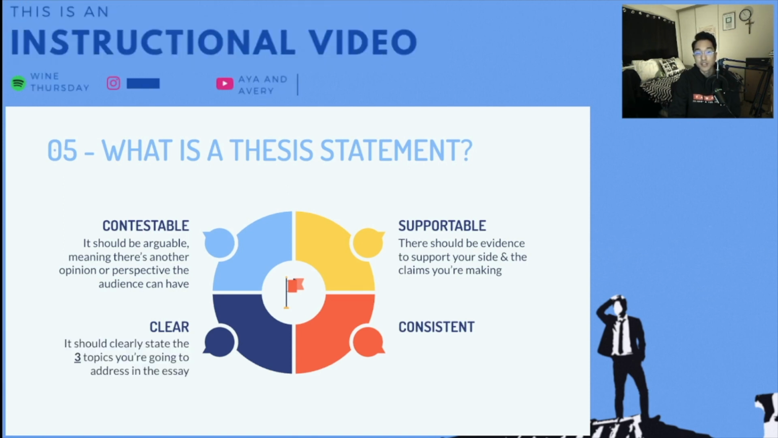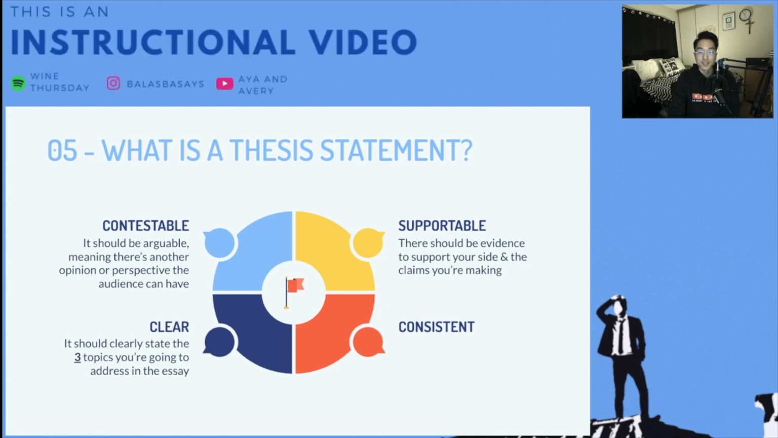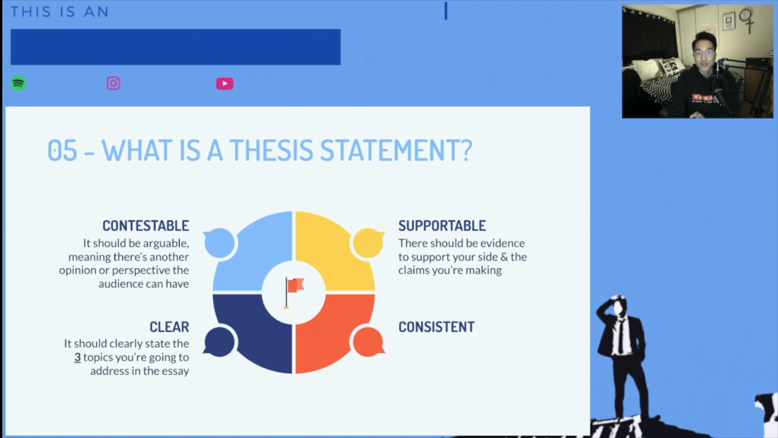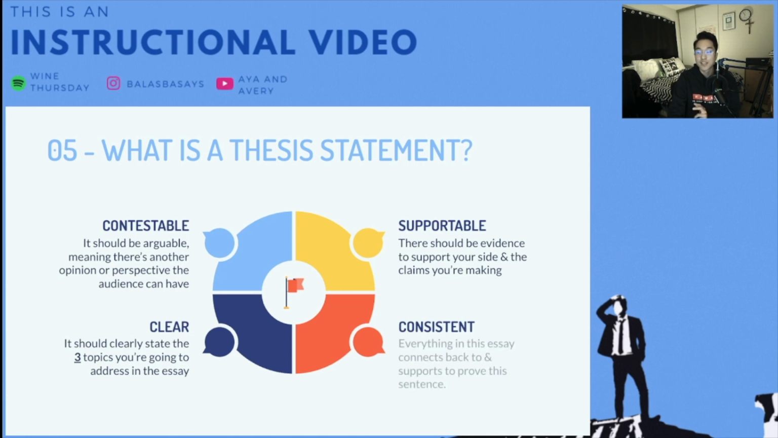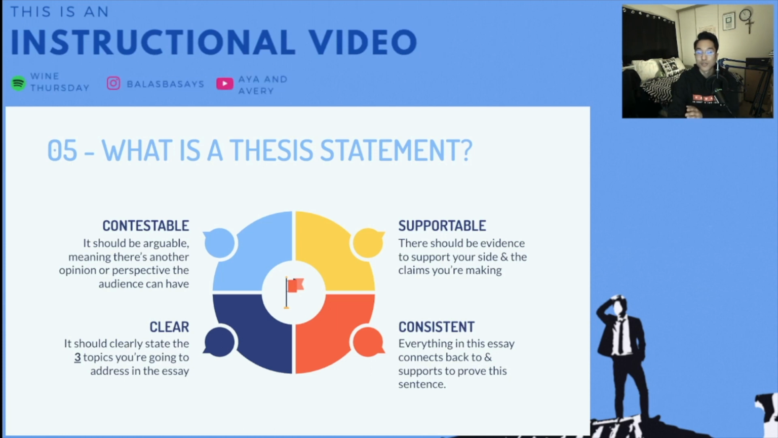It needs to be clear. Those 3 topics that we just reviewed for your body paragraph, it needs to be very explicit, very clear that you're addressing those 3 topics in your essay. And lastly, it needs to be consistent. Everything in this essay connects back to and supports to prove this sentence as true. So whatever you're claiming as your argument or your main idea, all of your evidence has to support that statement.